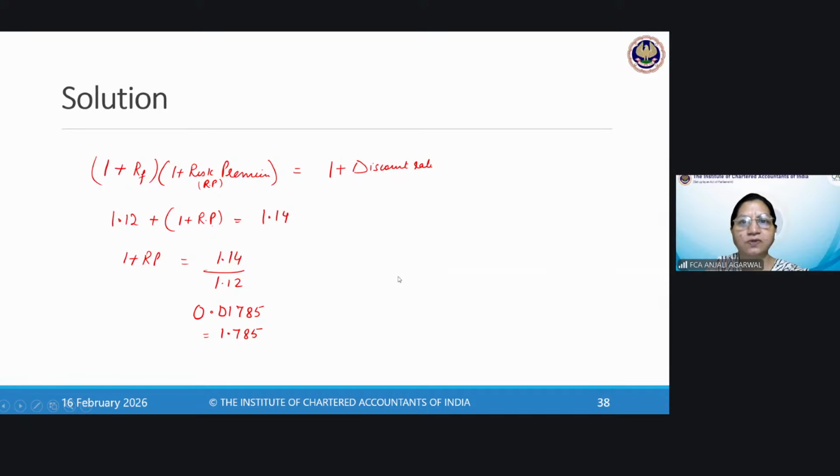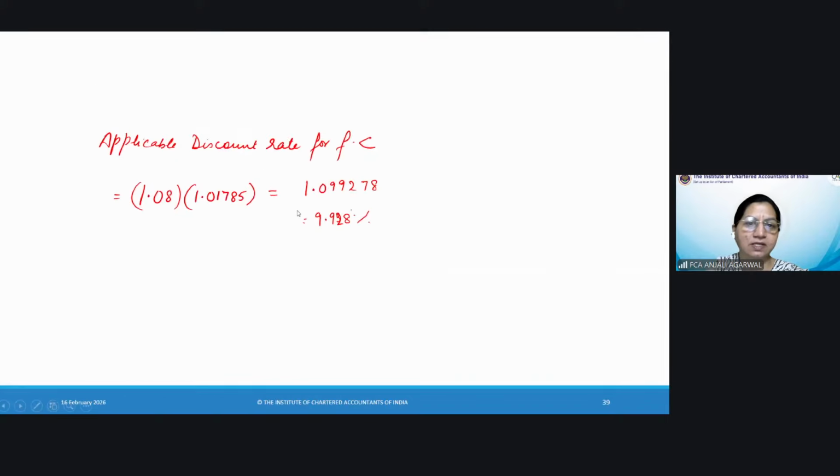So this is how you are going to calculate the risk premium using the domestic currency discount rate and apply that risk premium to the foreign currency to find out what is the rate at which the discounting must be done to evaluate the project in foreign currency itself.